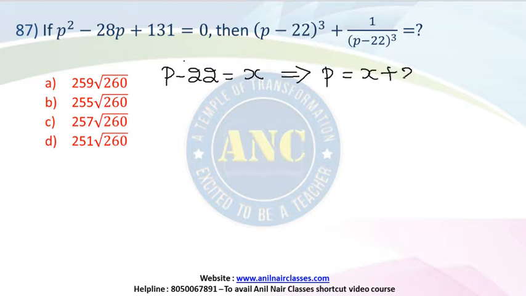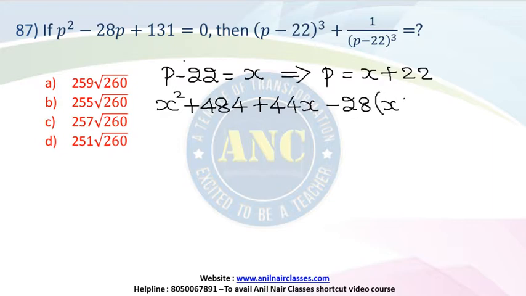Now substitute in the given equation. p square is (x plus 22) whole square. (x plus 22) whole square is nothing but x square plus 22 square, which is 484, plus 2 into x into 22, it is 44x, minus 28 times p, which is x plus 22, plus 131 equal to 0. Now if you observe carefully, the complexity increases.